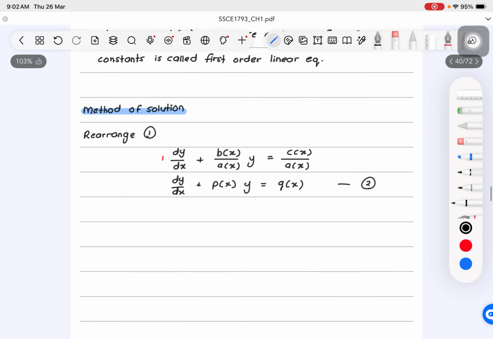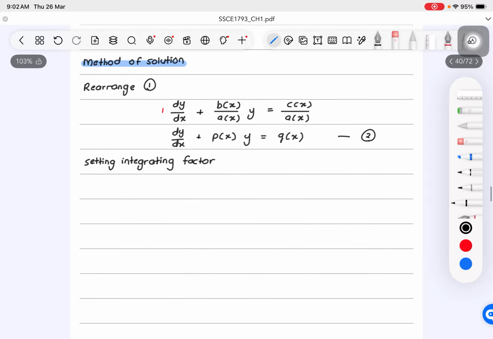Then we set the integrating factor, where we let rho is equal to exponent of the integral of p(x) dx. So this is our third equation.